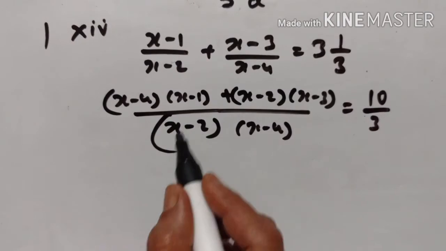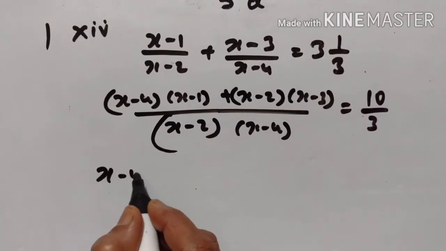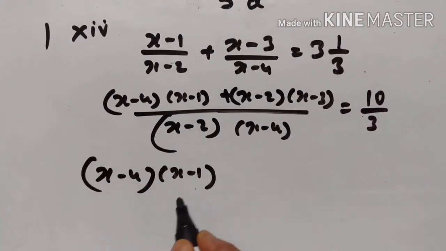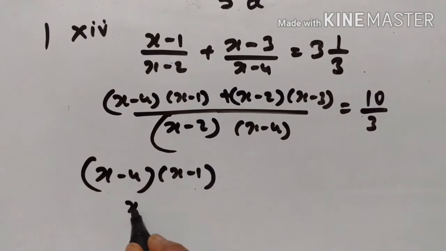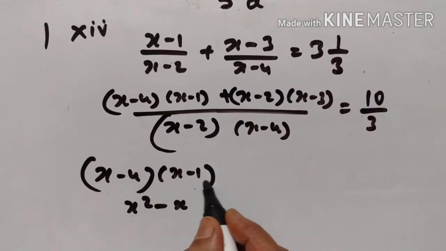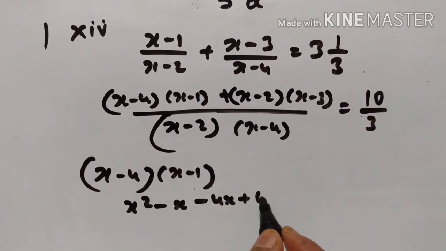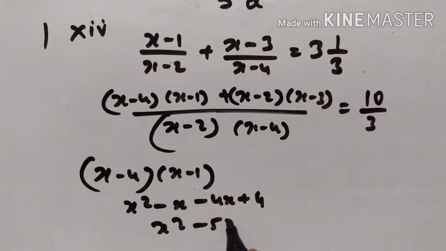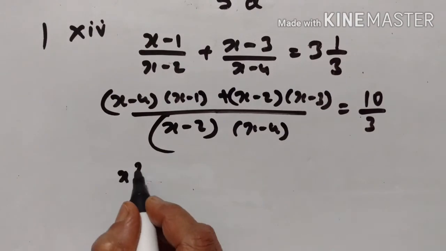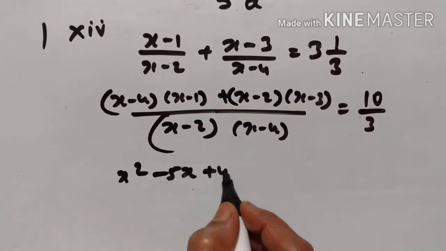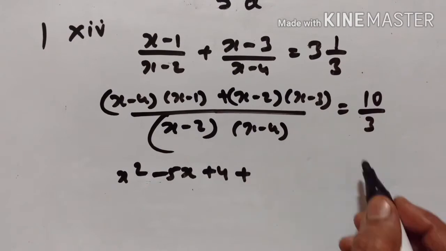Let us solve this. x minus 4 into x minus 1 is equal to what? x into x minus 1 minus 4 into x minus 1, which is x squared minus 5x plus 4. So, x squared minus 5x plus 4 plus x minus 2 into x minus 3.